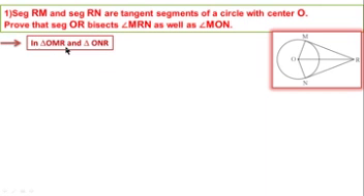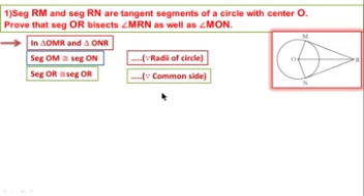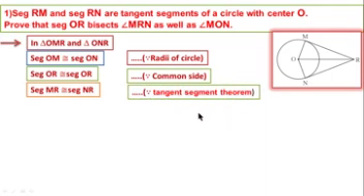In triangle OMR and triangle ONR, segment OM is congruent to segment ON, radii of the circle. Segment OR is congruent to segment OR, common side. Segment MR is congruent to segment NR, by the tangent segment theorem. Therefore, triangle OMR is congruent to triangle ONR.